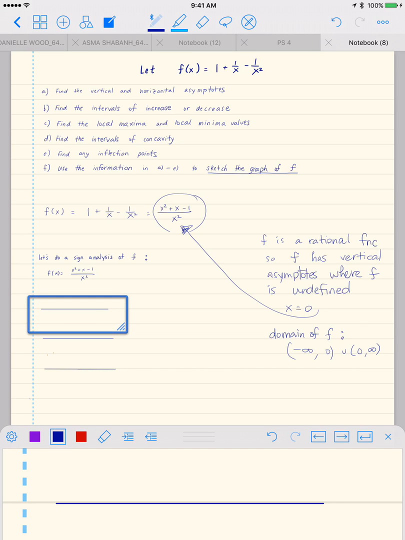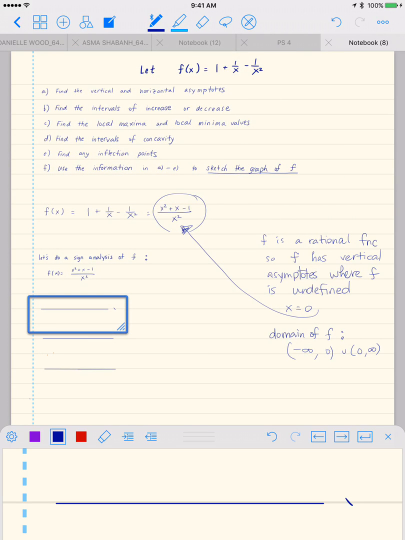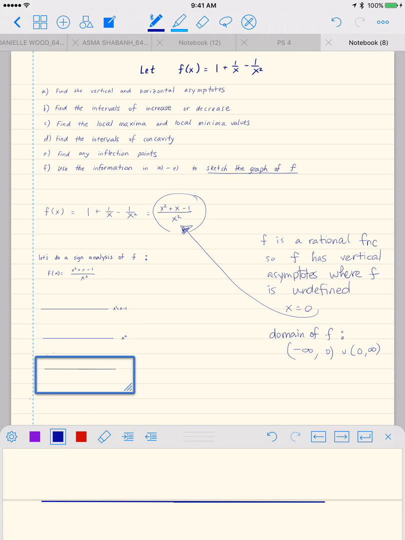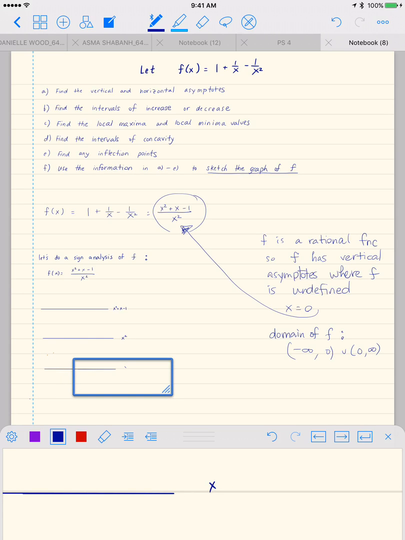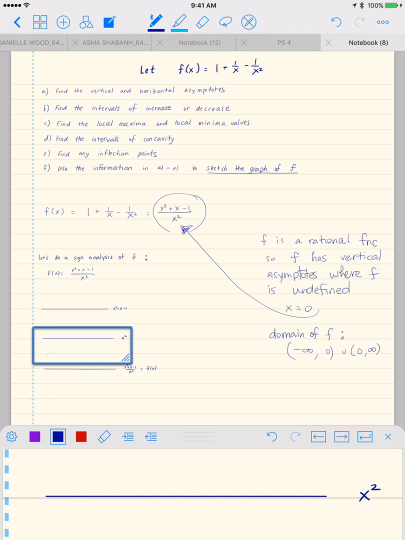Okay, so this is going to be for x squared plus x minus 1. This one is going to be for x squared, which is my denominator, and this is going to be for the quotient, x squared plus x minus 1 over x squared, which is the same thing as my f of x. Now for x squared, this one is probably the easiest, because at 0, x squared is 0, and x squared is positive everywhere else.